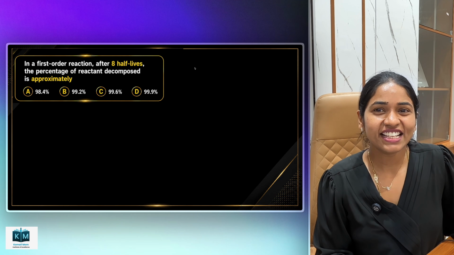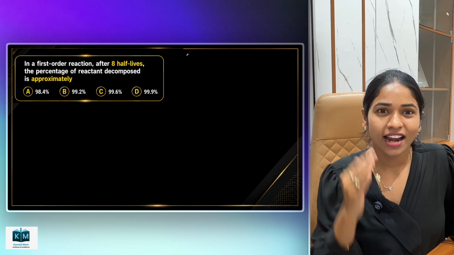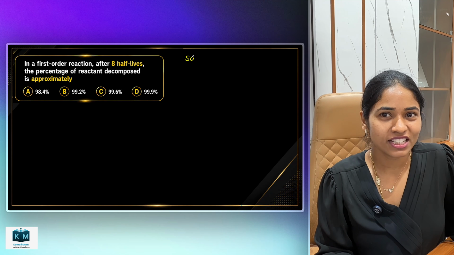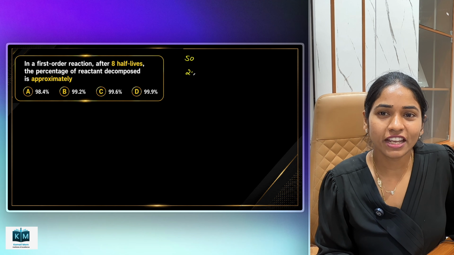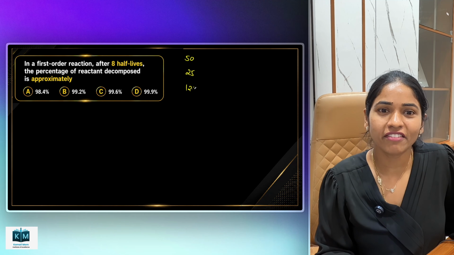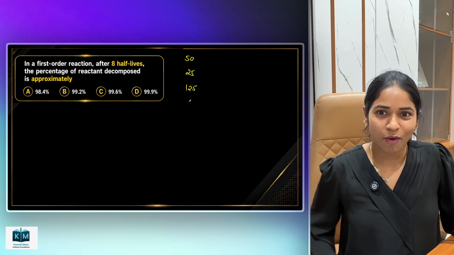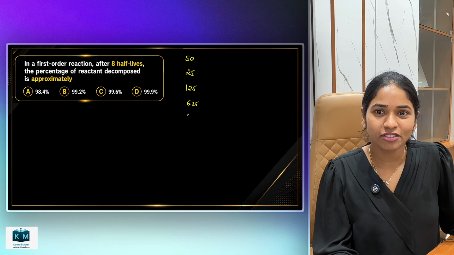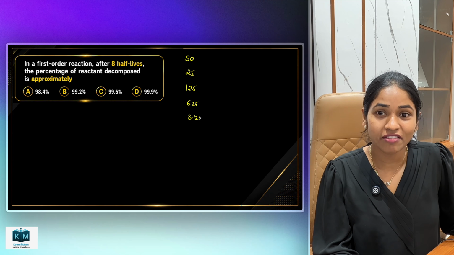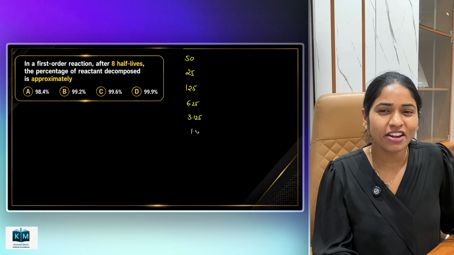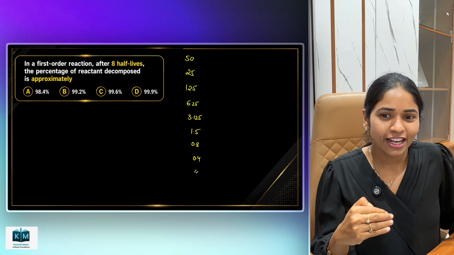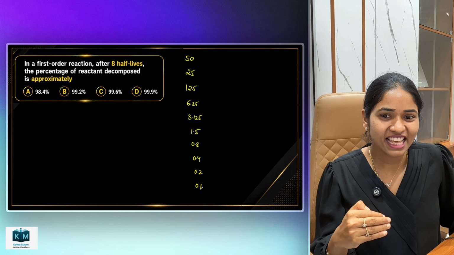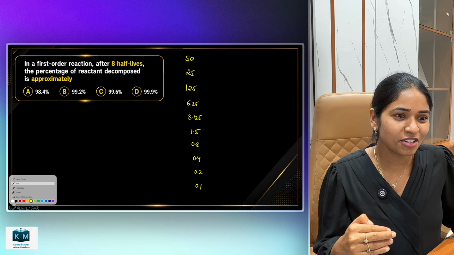Students, see now how easily you will do it. 100 half is 50, you came to know. This is one half life, right? Then 50 half is 25, half is 12.5. Half of that is 6.25. Half of that is 3.125. Half of that is 1.5. Then again 0.8, 0.4, 0.2, 0.1. That's it. Now see how you will do it.